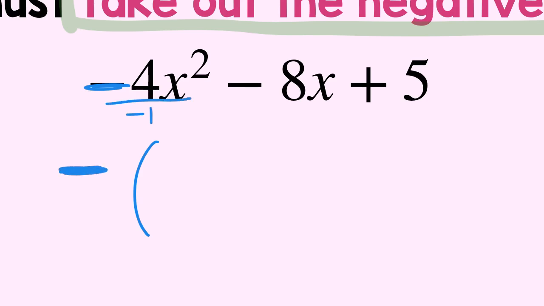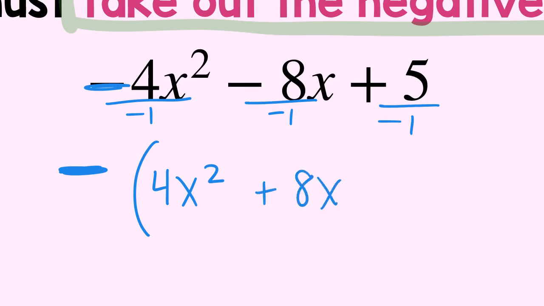And then we're going to divide each of these by -1, which would really just flip all the symbols, right? So this negative 4x squared, that's just going to become a positive 4x squared. This negative 8x, that's just going to become a positive 8x. And the positive 5 is going to become a -5. So that's all we did so far. We just took the negative out, and then we rewrote the trinomial. And now we have to factor this trinomial.